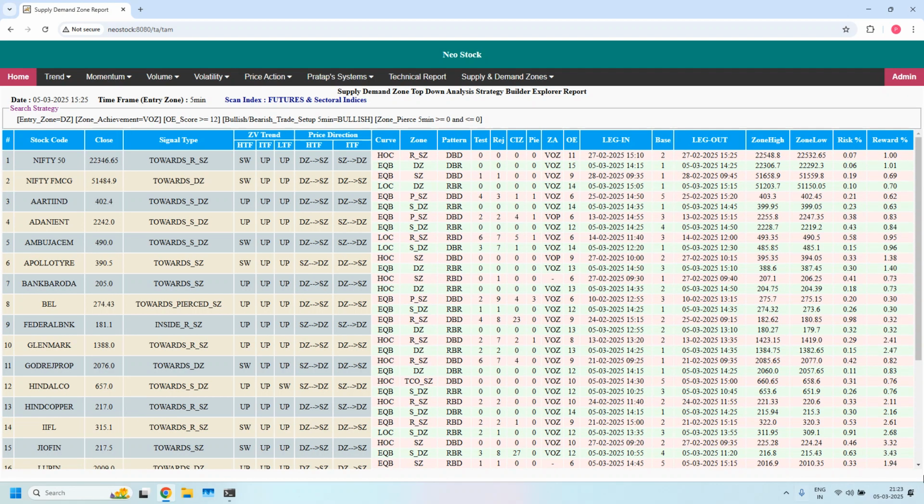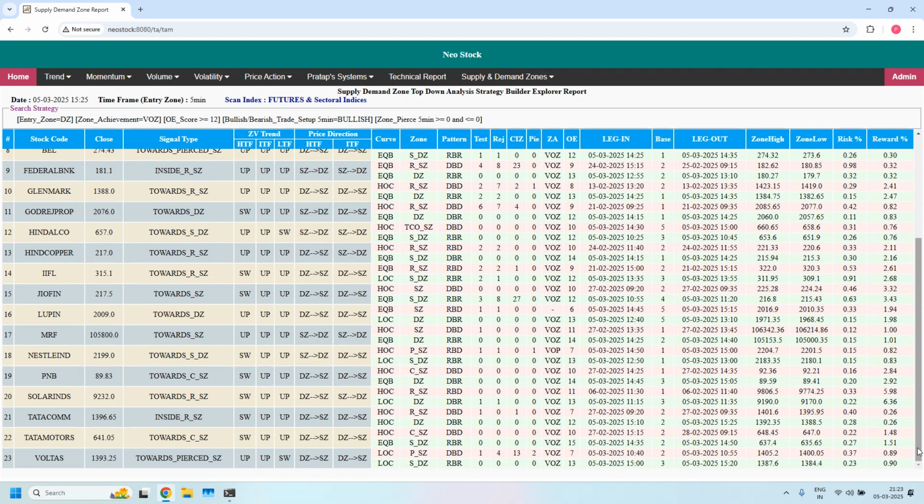several stocks. First 15 stocks in the list, bullish trade setup, hourly income trade. Scrolling the list down. So total 23 stocks we got. Out of these 23, how many are having ITF confluence? Let's verify.